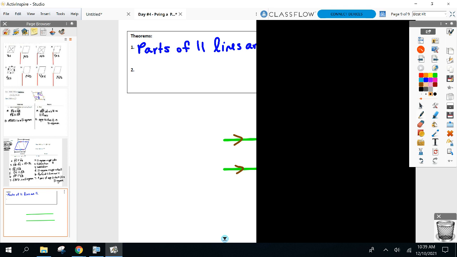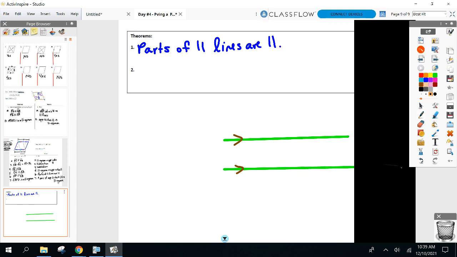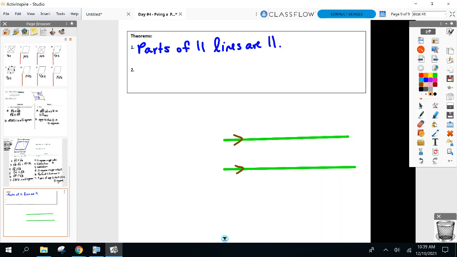Let's say those are parallel. Are those full ones parallel? Yeah. Okay, I don't want to use parts though, right? Because the parts are. So what do I use instead? I use the word extensions. Extensions of parallel lines are parallel. So if you're getting longer, you want to make it extensions of parallel lines are parallel.